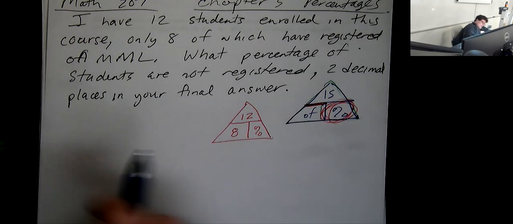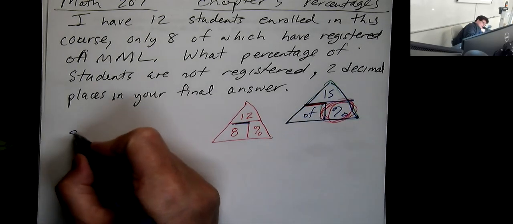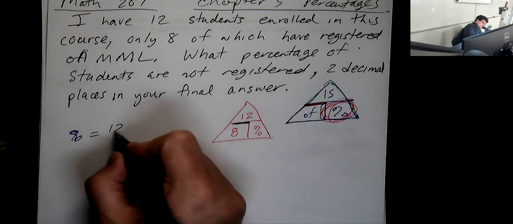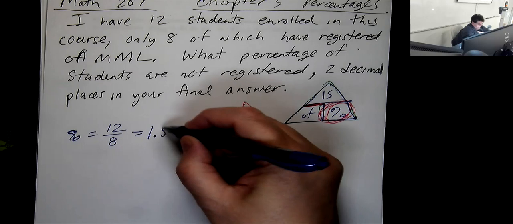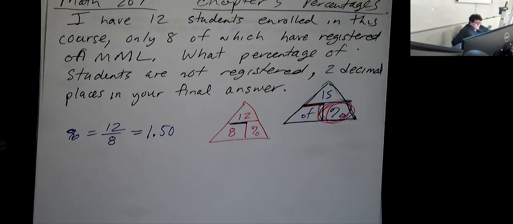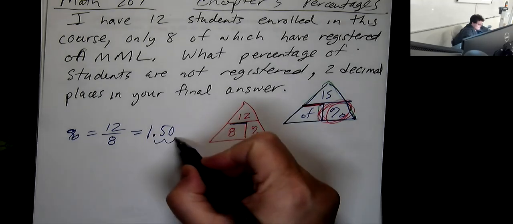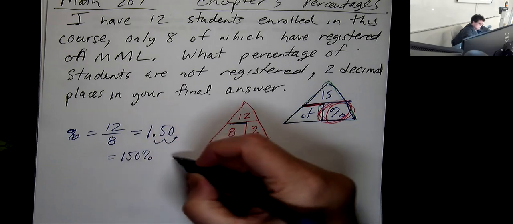This is going to be division. So the percent is going to be 12 divided by 8, and if I throw that into a calculator, I get 1.50. What is that in terms of an answer? That means more than 100. Remember, we have to move this into a percentage. This is saying 150% of students have registered.